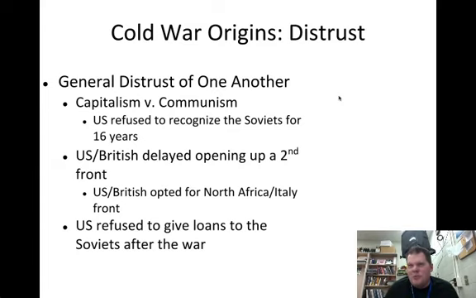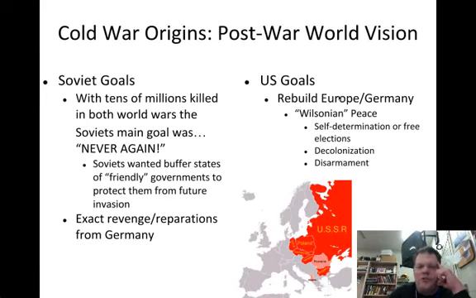Also, Harry Truman, who becomes our president at the end of World War II, makes some pretty questionable statements in a newspaper, suggesting that it's a good thing that the Nazi Germans and the Soviets are tearing each other apart, that they're both kind of evil and he really doesn't care who wins. That's going to lead to some distrust. And there are also issues with the United States refusing to give loans to the Soviets after the war. So there definitely is a level of distrust between the two nations.